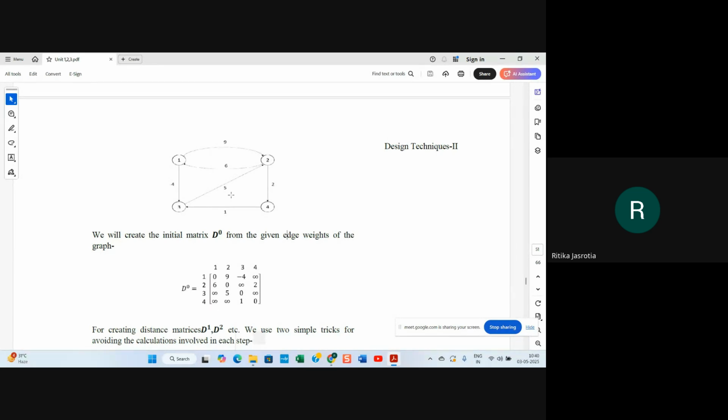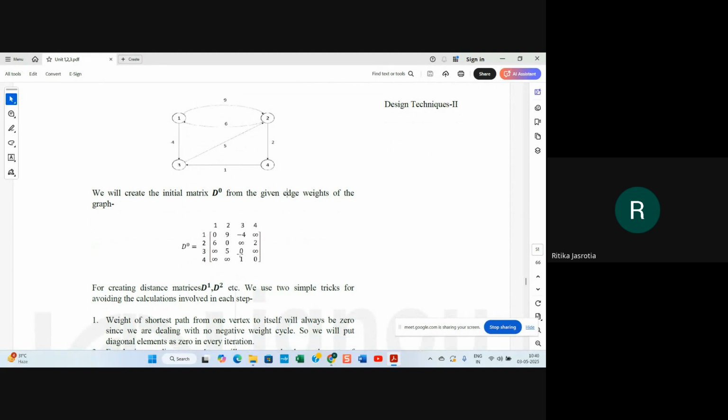3 to 3 is 0. 3 to 4 is not there, infinity. Then 4 to 1 is not there, infinity. 4 to 2 is not there, infinity. 4 to 3 is there, 1. And 4 to 4 is 0. This is the adjacency matrix they have created.